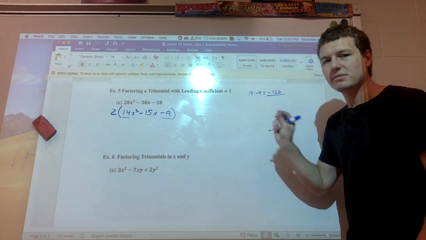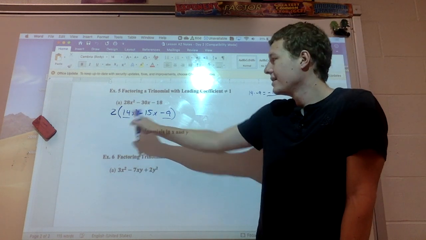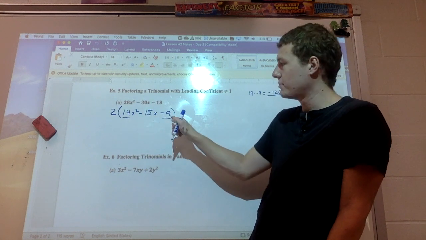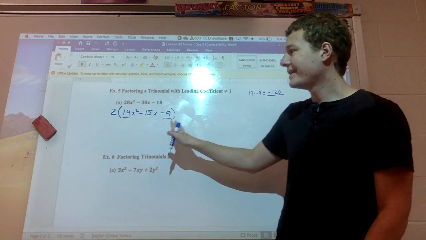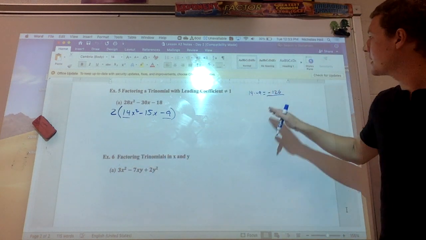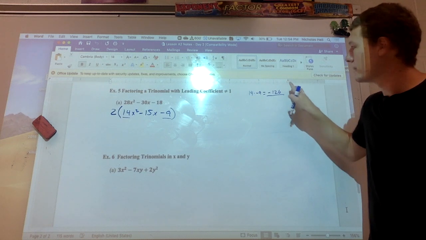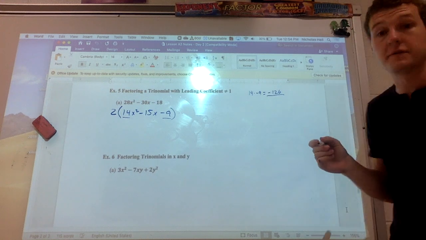Well, here, I do need to complicate things a little bit because of that 14. Normally it's a 1, and anything times 1 would always be that number. So that's why we were able to do this before. Now we're not so lucky because we got that 14. So what other numbers multiply to negative 126 that add up to negative 15?